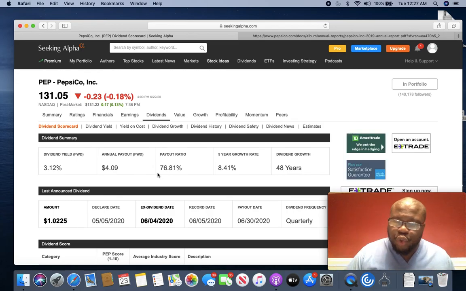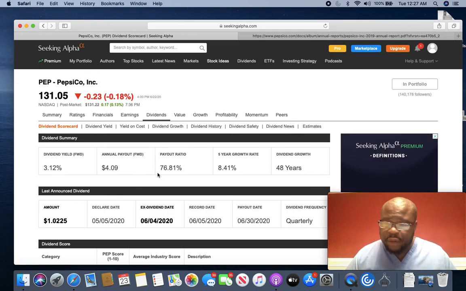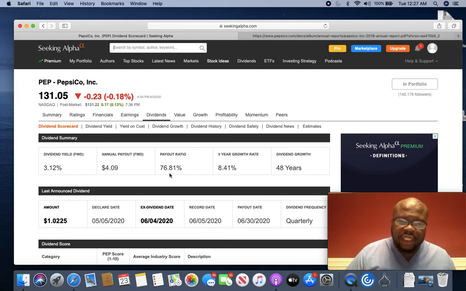So you do not want to pay out all your money in dividends. We love dividends and everything, but we don't want the company giving out all their money in dividends. We want them to give only a portion. So this company, Pepsi, is giving out 76.81% of its earnings in dividends. Okay, so they're giving out $4.09 in dividend, which is about 76% of the earnings.